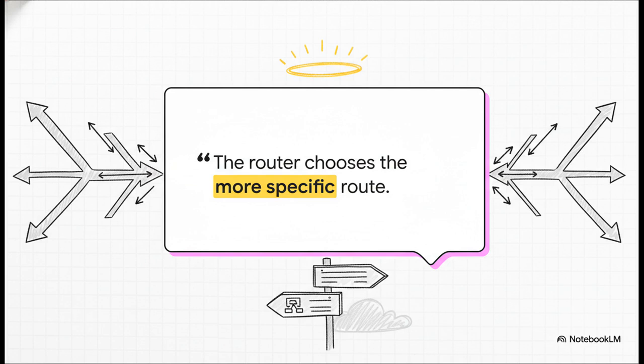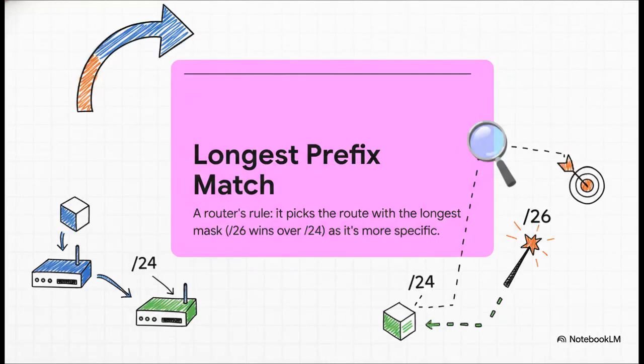It's not a guess. It follows one single golden rule. And that rule is called the longest prefix match. This is so important. All it means is that the router will always choose the most specific route. And how does it know which one is most specific? It's the one with the longest subnet mask, the highest CIDR number. A /26 is more specific than a /24. So the /26 route wins every single time.